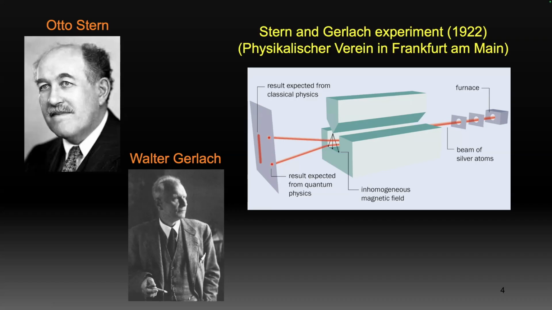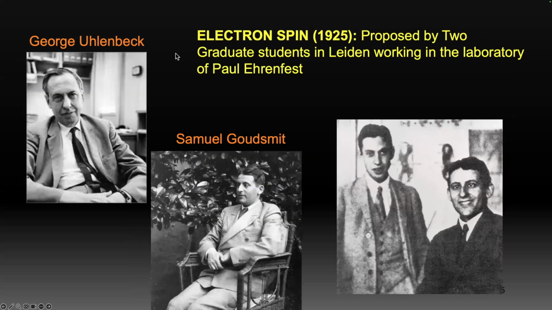But they didn't realize that this splitting is due to electron spin, because the idea did not exist. They thought they were confirming Bohr's idea that orbital angular momentum is quantized. And that came out in 1925.